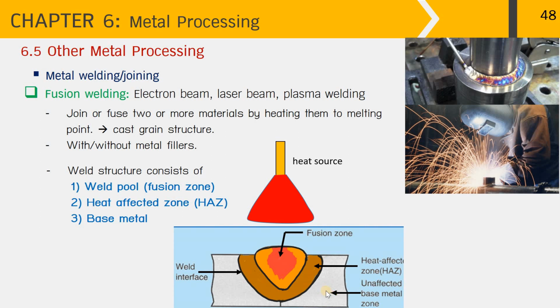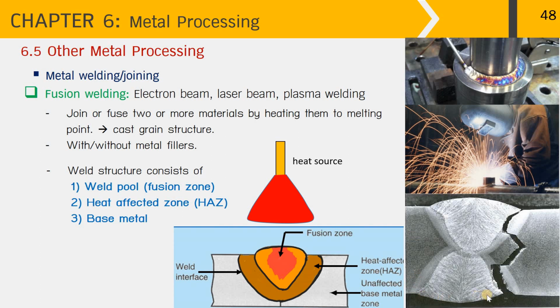And far away from the heat affected zone is the base metal that has not been affected by the heat from the heat source. So overall, the weld structure consists of the weld pool, where the fusion zone is created to finally form the weld metal, and second, the heat affected zone or HAZ that is further away from the weld pool, and the base metal that is far away from the heat.